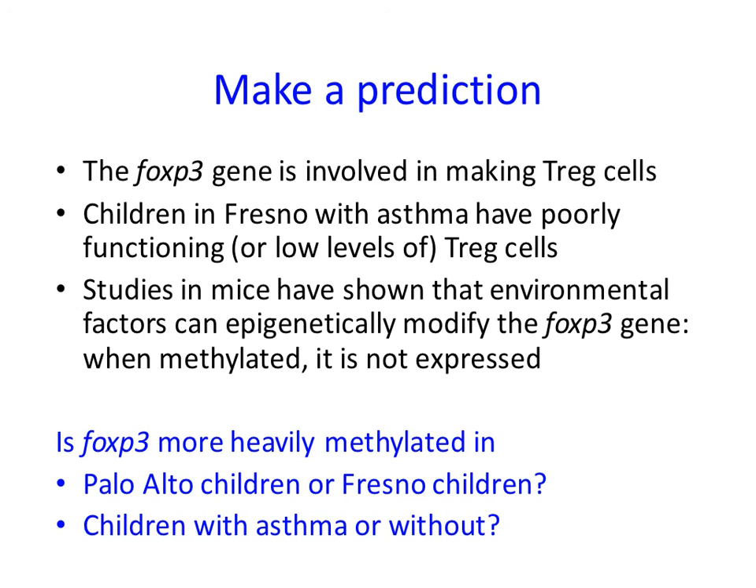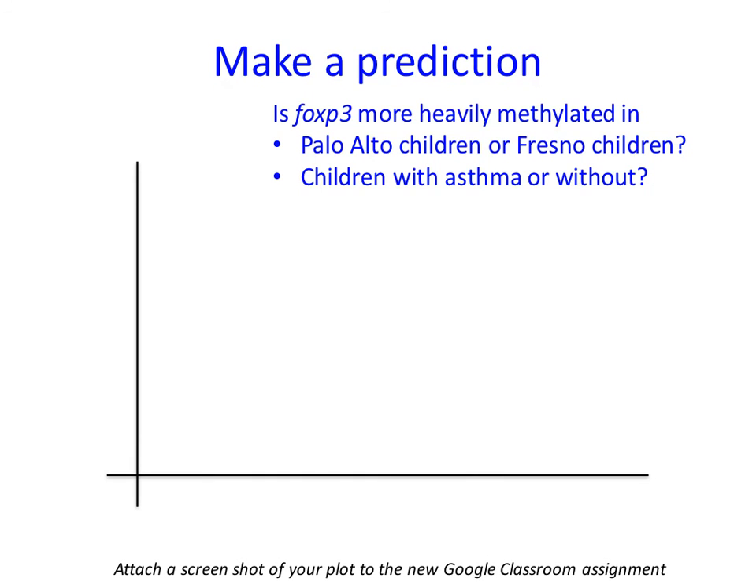So would you predict, don't answer now, think, will FOXP3, the gene, be more heavily methylated in A, Palo Alto versus Fresno kids, and then B, children with or without asthma? If you go to the next slide, I'd like you to draw a plot. Make a graph like the ones we just saw. There are 4 conditions down across the x-axis: Fresno with asthma, Fresno without, Stanford with asthma, Stanford without.